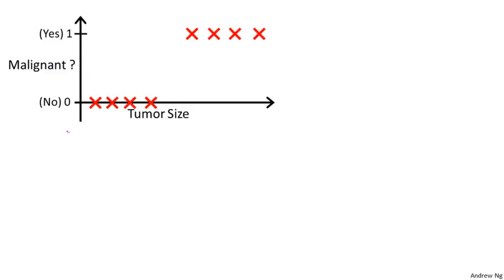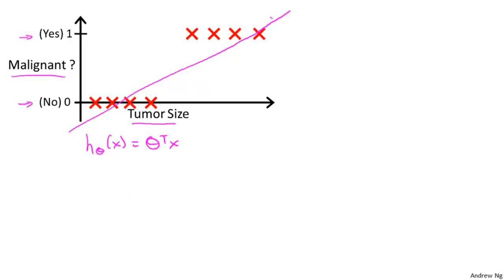Here's an example of a training set for a classification task. For classifying a tumor as malignant or benign, notice that malignancy takes on only two values, 0 for no, or 1 for yes. So one thing we could do, given this training set, is to apply the algorithm that we already know, linear regression, to this data set, and just try to fit a straight line to the data. If you take this training set and fit a straight line to it, maybe you get a hypothesis that looks like that. So that's my hypothesis, h of x equals theta transpose x.